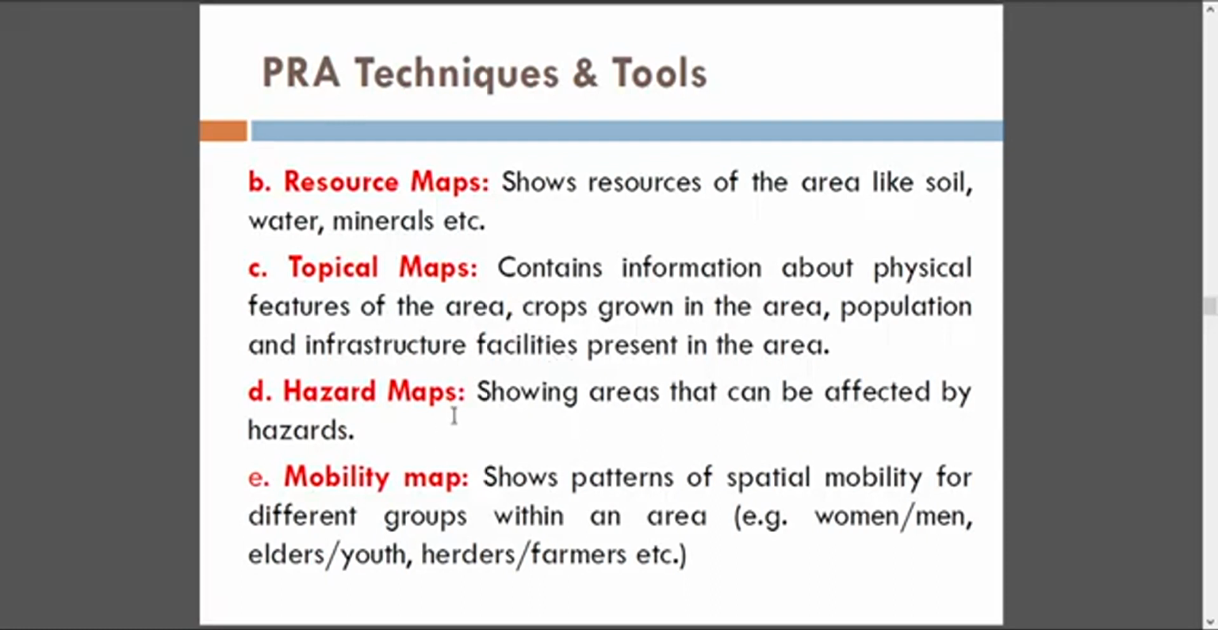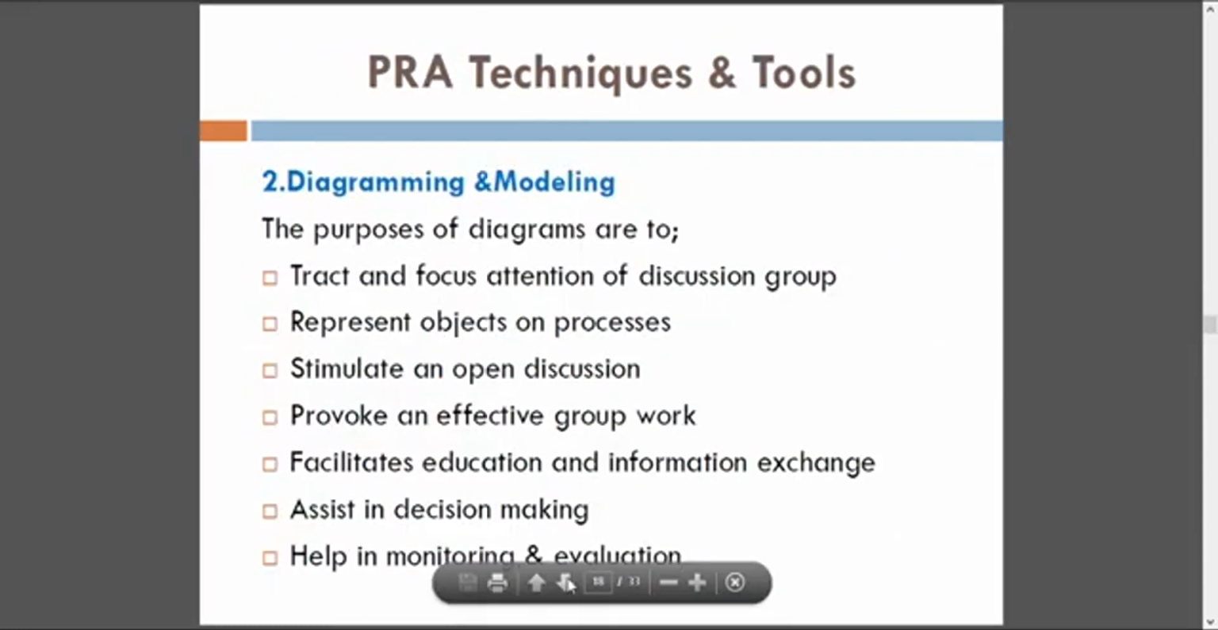Then we have hazard maps, which show areas affected by hazards. For example, if we have a community that is affected by flooding, we can have a hazard map that indicates specific areas in the community that are affected by flooding. We also have the mobility maps that show patterns of spatial mobility for different groups within the area. So it is a map showing the mobility of different categories of people in the community.